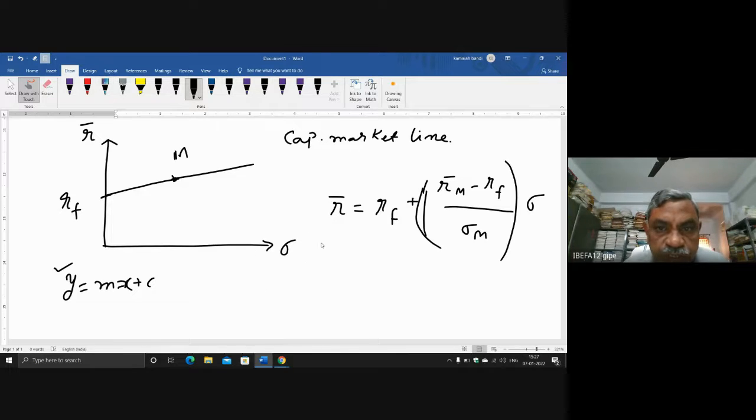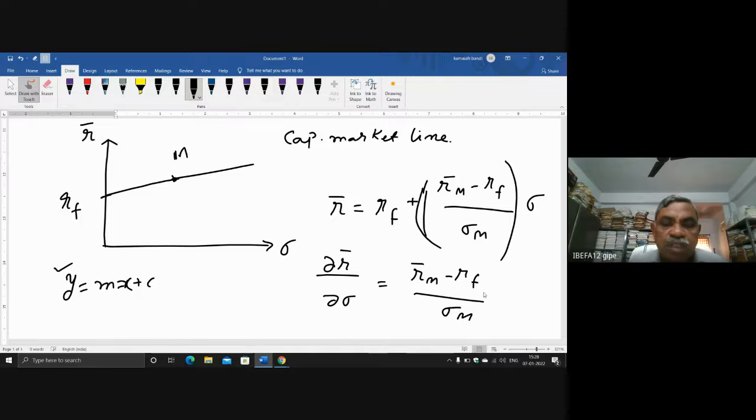If you differentiate R bar with respect to sigma, you get this; RF is 0 because it is fixed. So the slope is R bar M minus RF over sigma M. This is known as the price of risk. Why is it called the price of risk? This is basically a linear relationship connecting return and risk. The coefficient associated with that is referred to as the price of risk, right? So remember this. From this, we now formulate the CAPM.